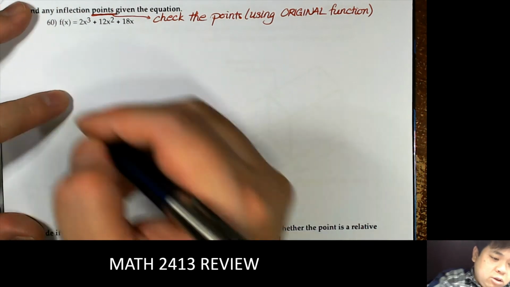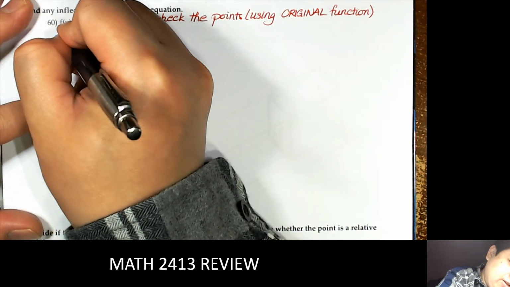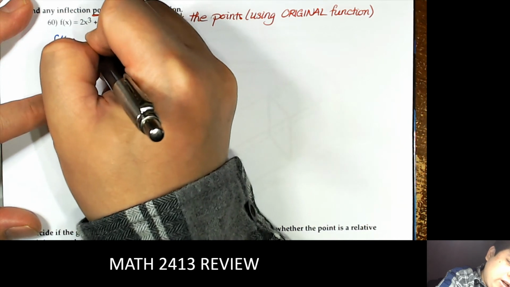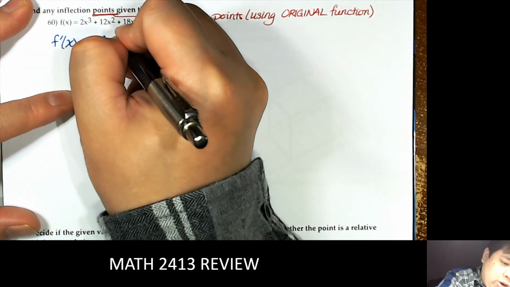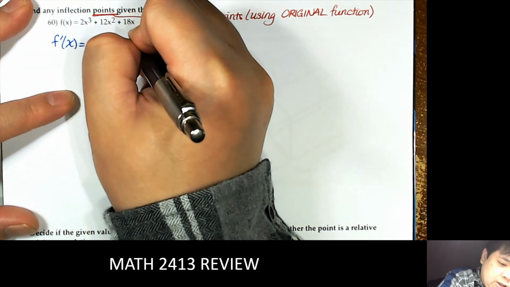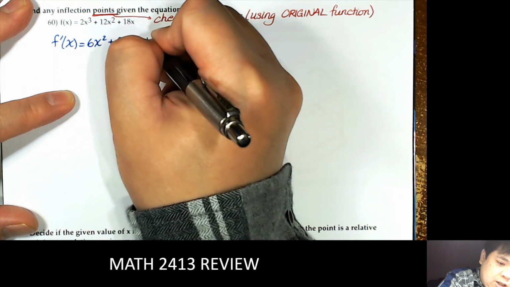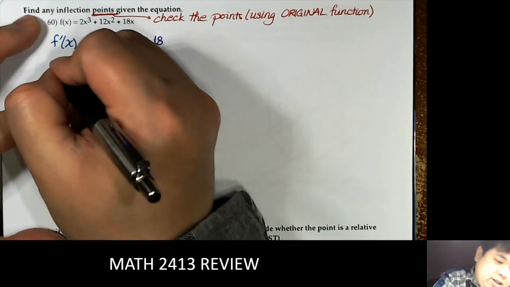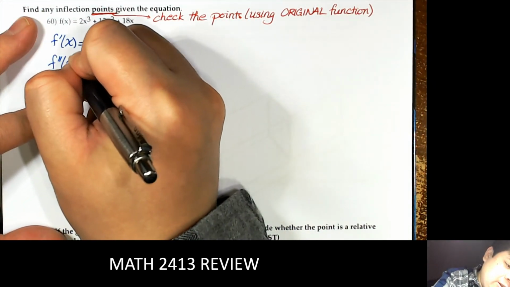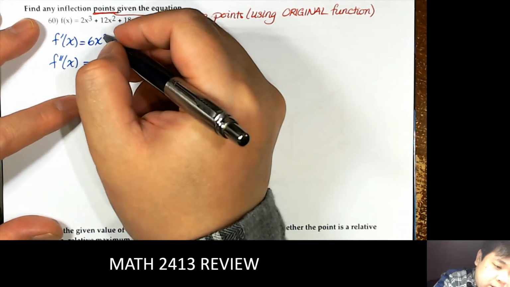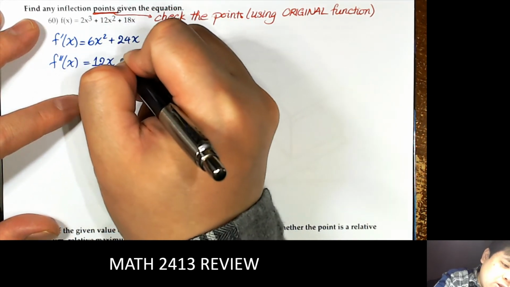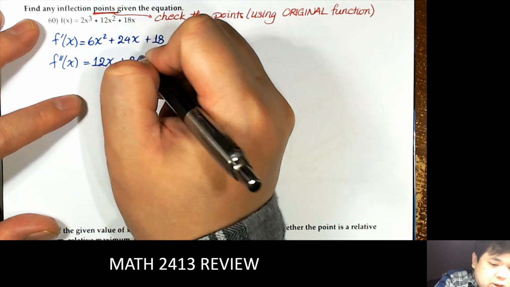Right, I'll take the derivative. That gives us 6x squared plus 24x plus 18. And for the inflection point, we need to do the second derivative. So that will be 12x plus 24, right?